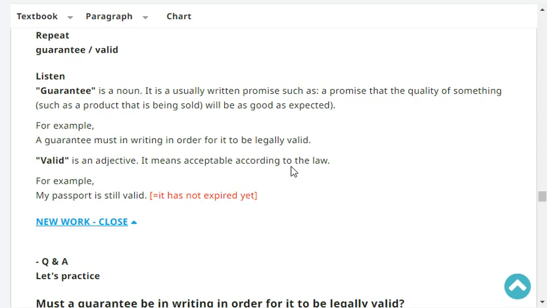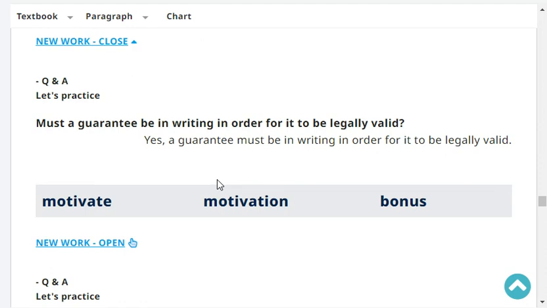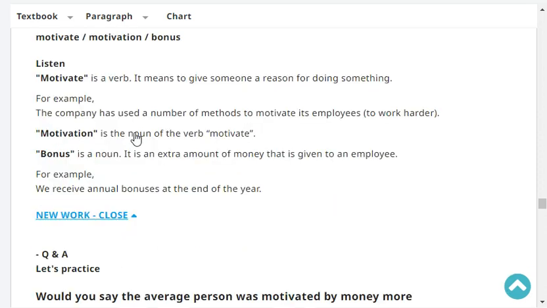Valid is an adjective. It means acceptable according to the law. For example, my passport is still valid. It means it's not expired. Okay, let's practice. Must a guarantee be in writing in order for it to be legally valid? Yes, a guarantee must be in writing in order for it to be legally valid. Very good.